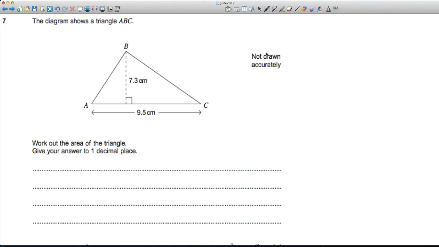Next question. The diagram shows a triangle ABC. Work out the area of the triangle. Now we have the perpendicular height here. Perpendicular to the base is 7.3. So the area, and we're given our answer to 1dp, is half the base times the height, which is simply 1/2 multiplied by 9.5 multiplied by 7.3. There is nothing tricky or confusing about this at all.